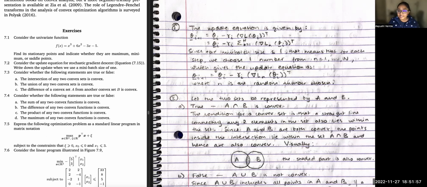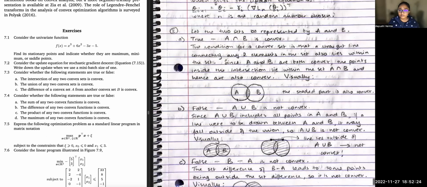And so that means that our update equation is theta i plus 1 equals theta i minus gamma i times the gradient of L_n of theta i, transposed, where n is the random number that we chose because of the mini batch update size of 1.